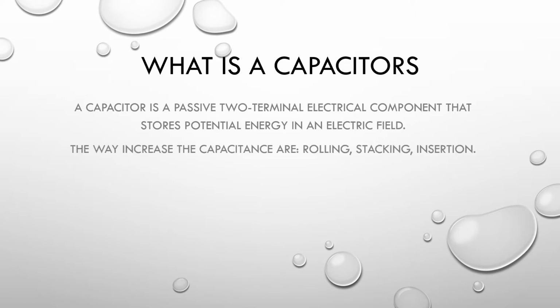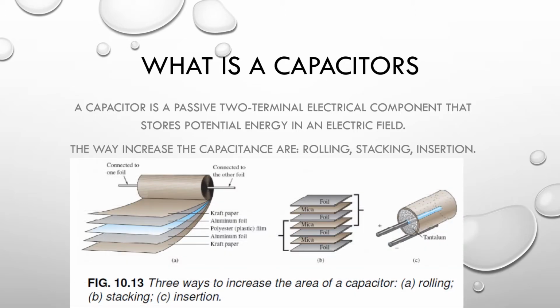How do you increase the capacitance of a capacitor? The ways to increase the capacitance are rolling, stacking, and insertion. This means that increasing the capacitance is the same as increasing the area of the capacitor.